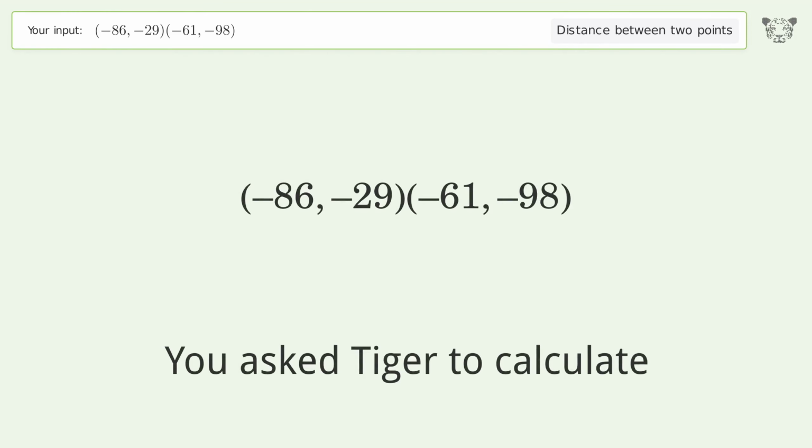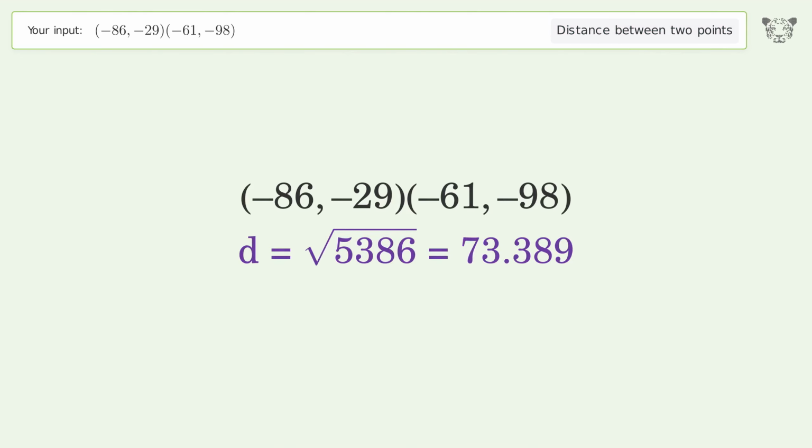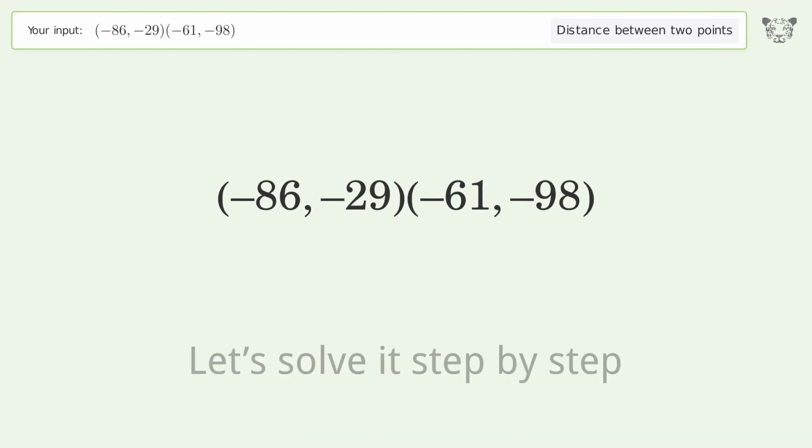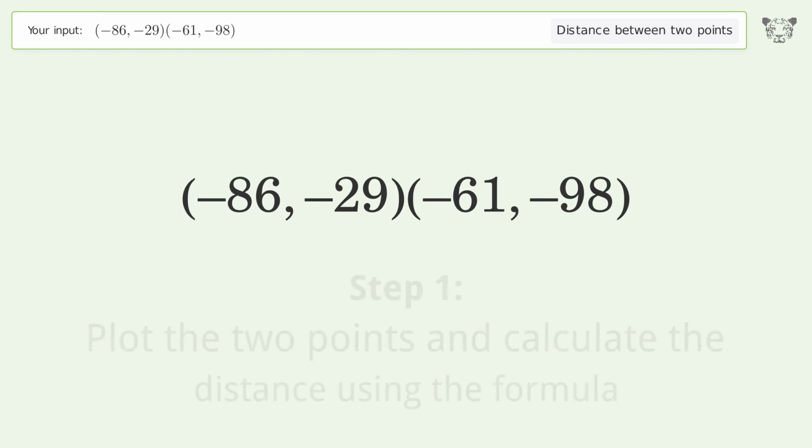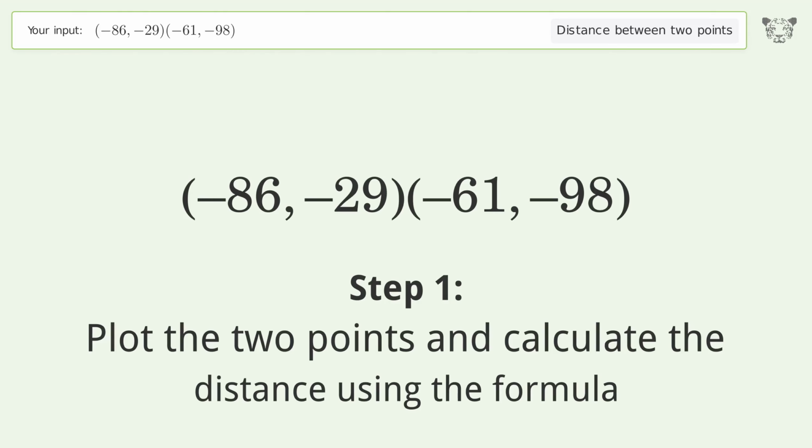You ask Tiger to calculate. This deals with the distance between 2 points. The distance between the 2 points is the square root of 5,386, or 73.389. Let's solve it step by step. Plot the 2 points and calculate the distance using the formula.